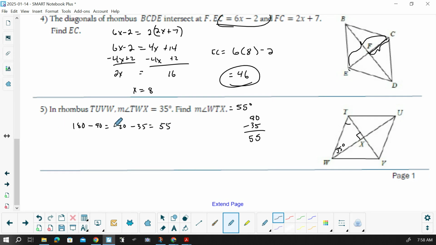55. You start with that 180, get rid of that 90, get rid of that 35. That'll give you the angle that's left. And that's how you do problem number 5.